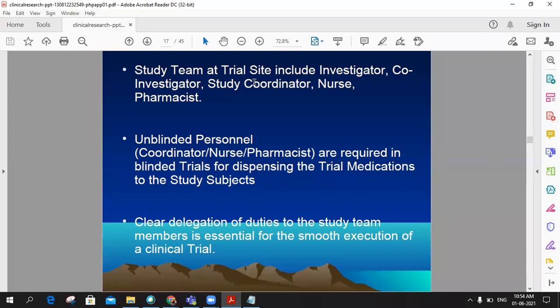So for one study, there is a team at the hospital working on it. It's not only the investigator; there is a team working on that trial. The investigator, as you know, is a doctor. Then the co-investigator is also a doctor who works very closely with the investigator and helps the investigator, right? And then the study coordinator is basically a person with a life science, B pharmacy or M pharmacy background.